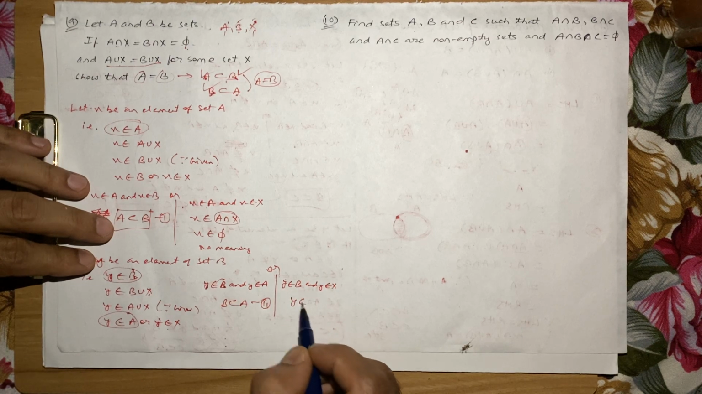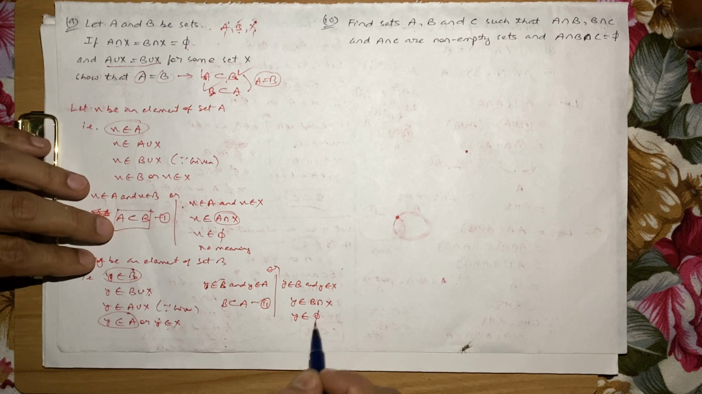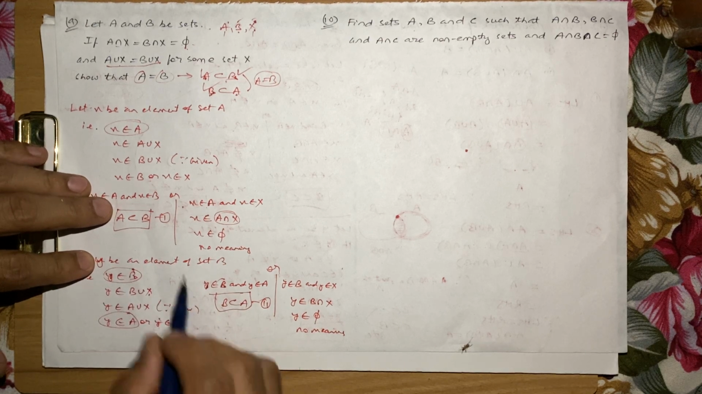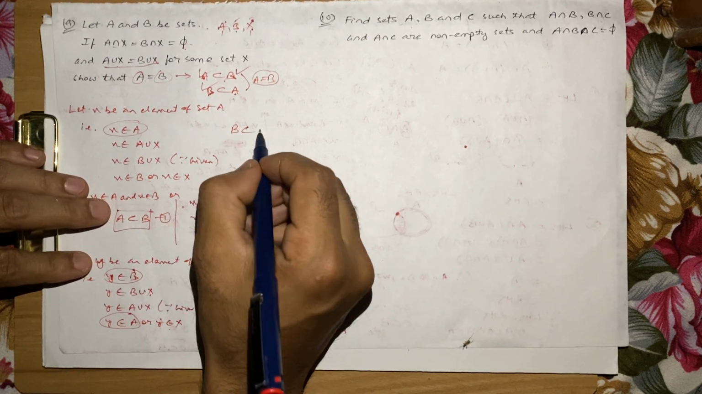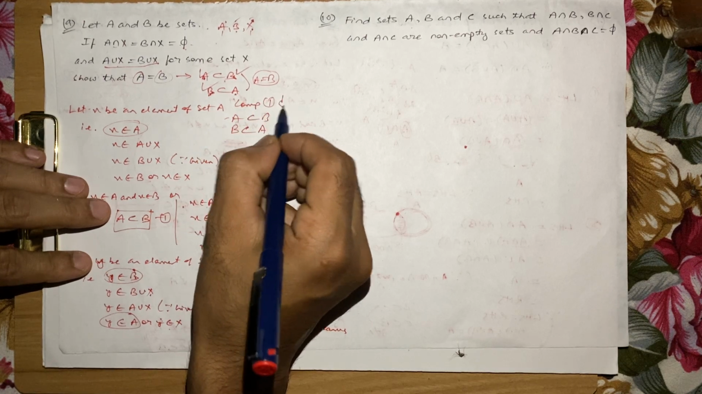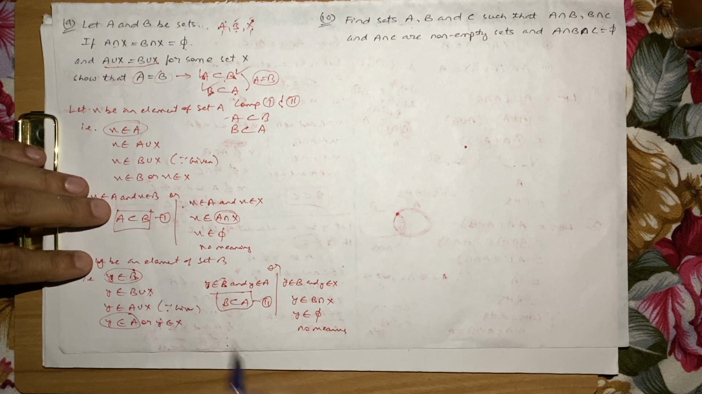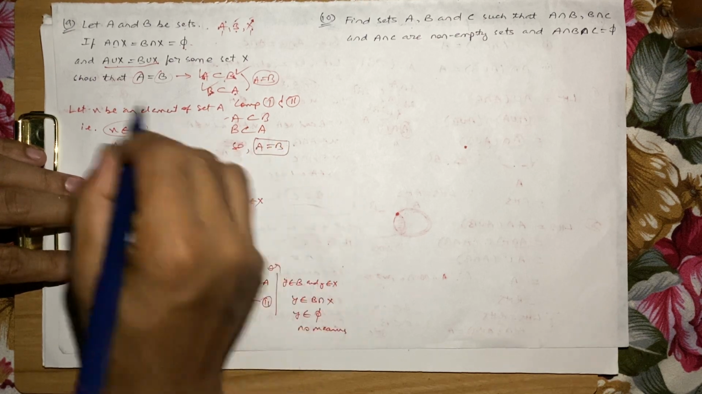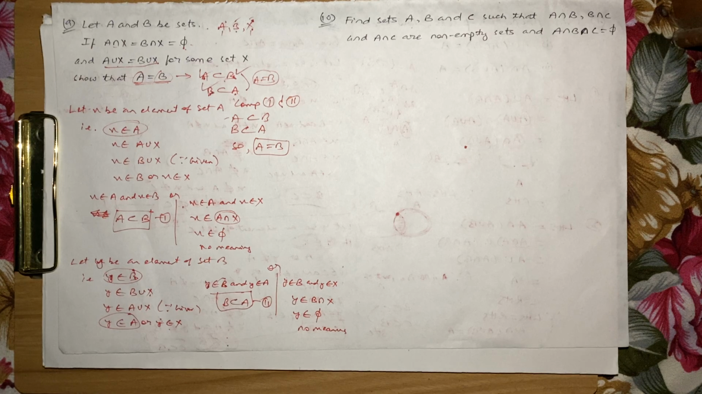And this is what? I can combine this to B intersection X, and B intersection X is what? Phi. This has no meaning. So comparing 1 and 2, what can I say? B is a subset of A and A is a subset of B, by comparing equation 1 and equation 2. So A is equal to B, hence proved. This is what we needed to prove.